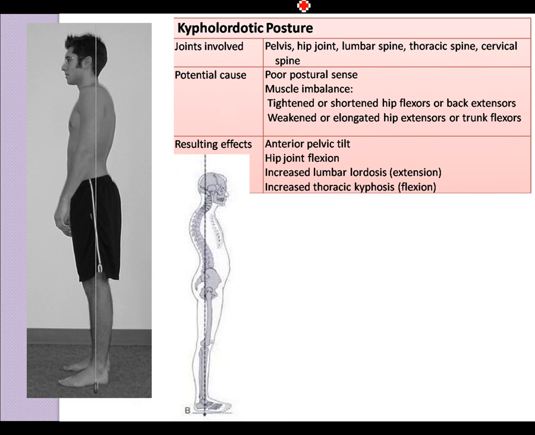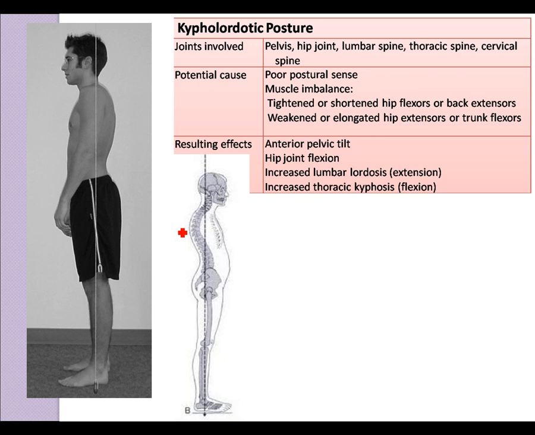Kypholordotic posture is the combination. So when we say kyphosis, we're talking about this posterior curve, where lordosis is an anterior curve. So when we look at this person, the general normal spine has a lordotic curve in the cervical spine, a kyphotic curve in the thoracic spine, and a lordotic curve in the lumbar spine. So that's normal. The spine is supposed to be curved for a reason.